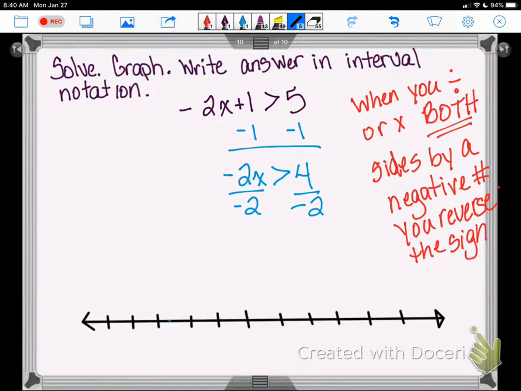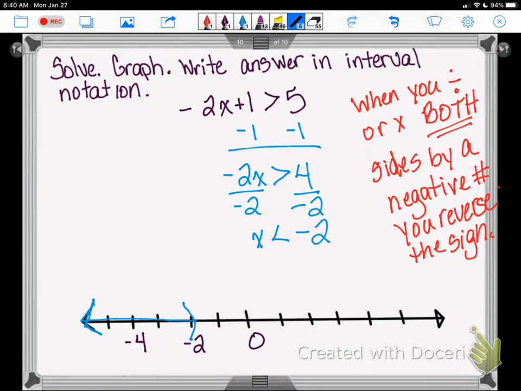You reverse the sign. So here, I have x is less than, I had to reverse the sign. X is less than negative 2. So here's my 0. Here's negative 2. Here's negative 4. At x is less than negative 2, I'm going towards negative infinity.